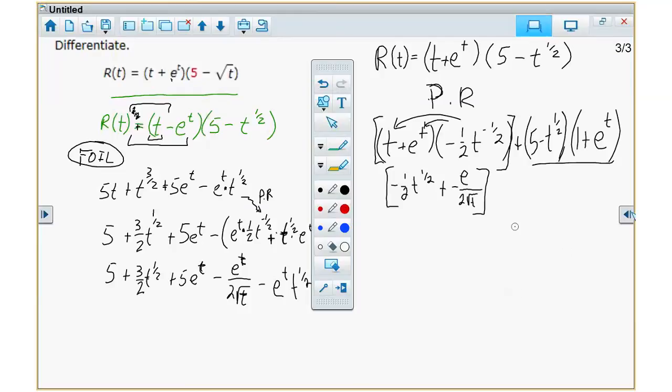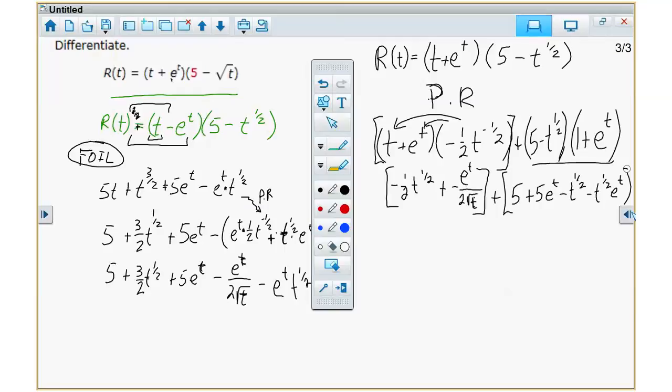Now, we're going to go over to the FOIL method. E to the t over t's square root of t, right? Yeah, e to the t. Okay. And then that's going to be 5. Hey, we got a 5. At least we got 2 things, right? 5 e to the t. Negative t to the 1/2. And negative t to the 1/2 e to the t.